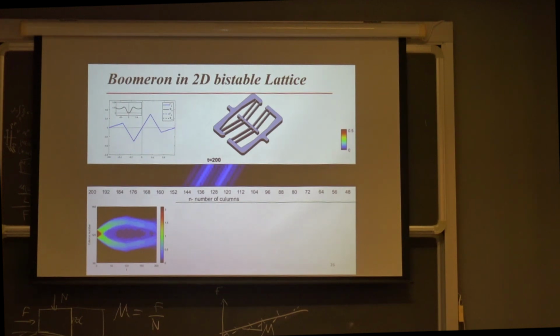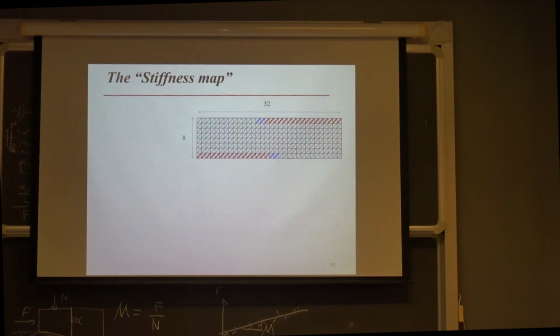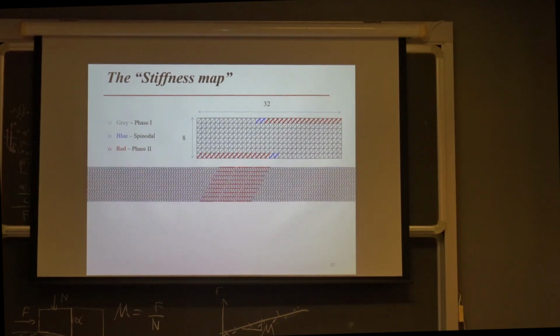Okay, so now we want to find an explanation for that. We thought about a stiffness map, because the bistable element changes its stiffness every time. So maybe this is our explanation. This is our stiffness map. A gray spring or rod represents an element in phase 1. Blue is an element in the spinodal region, which has negative stiffness. And red is an element in phase 2. This is our stiffness map in the same simulation that we saw before.